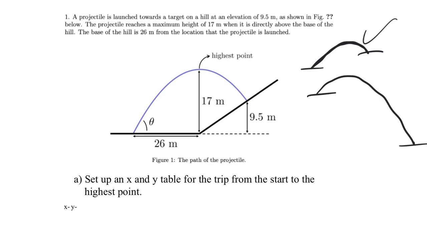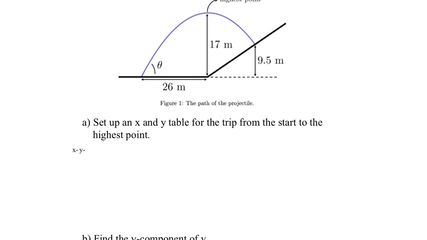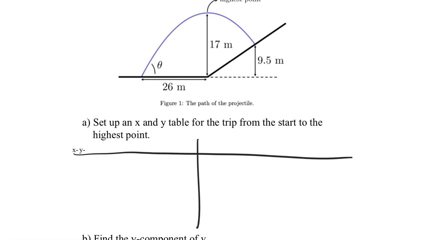So let's do an example. We're going to set up an XY table for what we have given here, from start to the highest point. So this is going to be my VF right here. This is weird because I don't have VO, so I don't have VOX or VOY either. Not to worry. And I don't have the launch angle either.